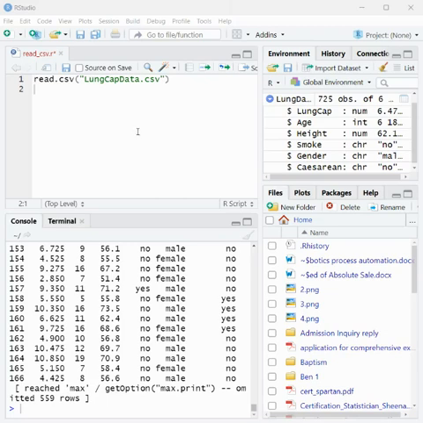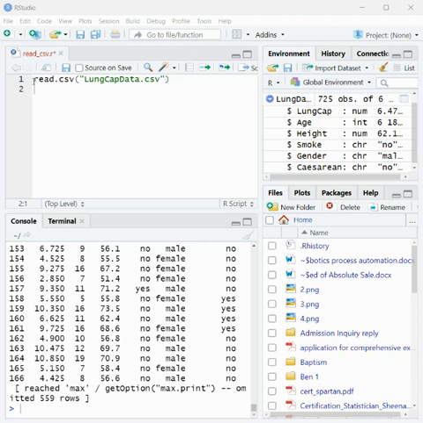Good day, everyone. So for this video lecture, we'll be talking about how to compute, or get, the value of the mean, the median, the mode, and also the standard deviation. So let's still use the long cup data.